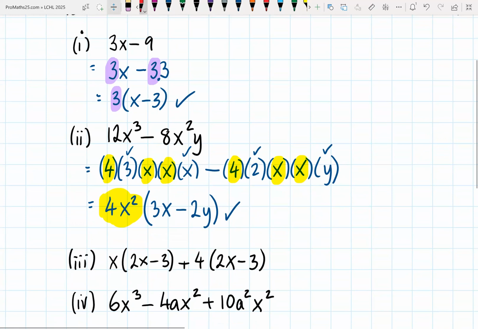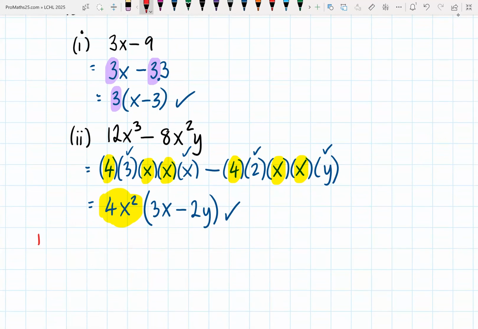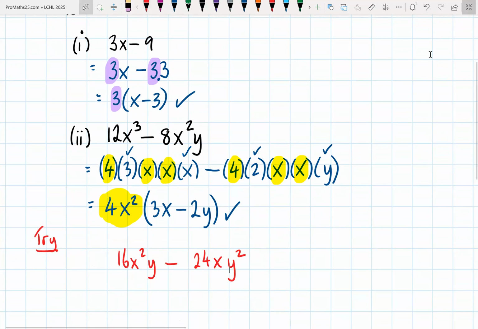So before I go on to number 3 here, I'd like you to try this one. Let's see, 16x squared y. So let's try that one there now for a moment. We'll see how we get on. I'm just going to give you a second to do it.